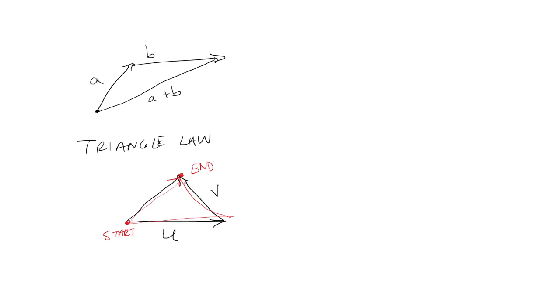Let's do another one. Let's say this is A, this is B, this is my start point, this is my finish. And so A plus B is just you drawing from the start to the finish. So it'll just be this diagonal right here.